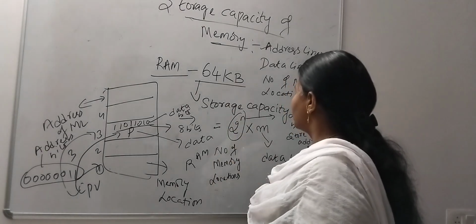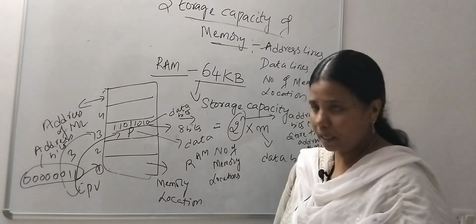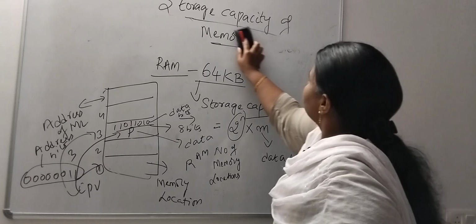So here, whatever 64 KB is there, this 64 KB, how can you express it here? Okay. 64 KB. How can you express it?